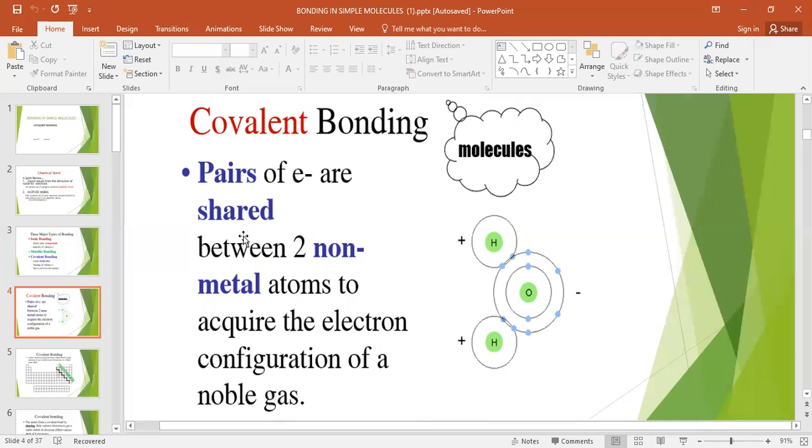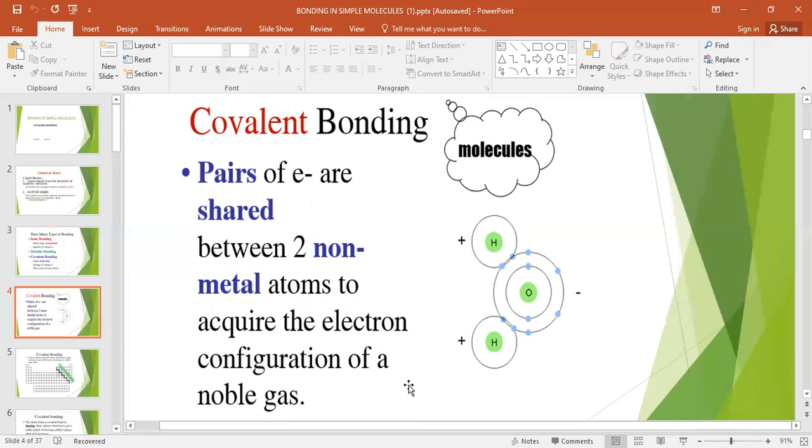A pair of electrons is shared between two non-metal atoms. Keep in mind, in a multiple choice question you may get options like: covalent bonding forms between a metal and a non-metal, between two metals, between two non-metals, and none of them. So what is your answer? Between two non-metals. Clear now?